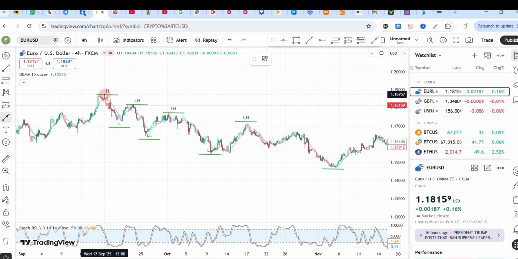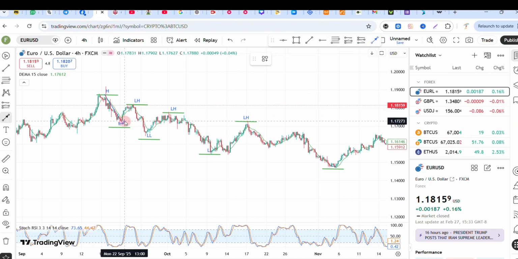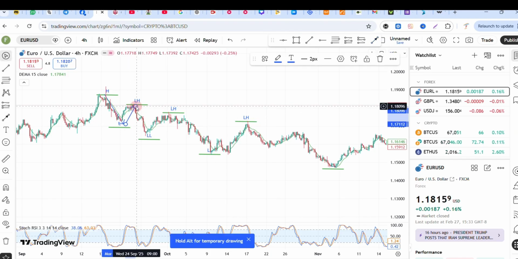From this point here, sellers were in control of the market. They pushed the market down to this point here. So once they pushed the market down to this point, buyers were in control from here. They pushed it up. Okay, now buyers were in control. They couldn't go beyond this. Now this is the next lower high. It's called a lower high because it's not above this.